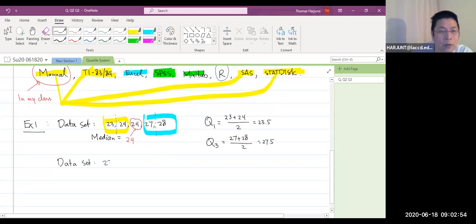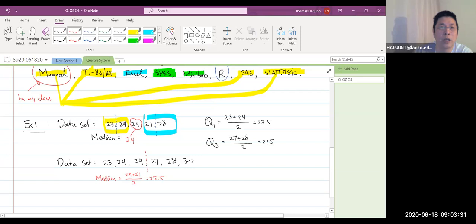Let's say we have the data set 23, 24, 24, 27, 28, 30. So you see the median will be between these two numbers, right? It's between these two numbers. So the median will be 24 plus 27 over 2, that's 25.5.